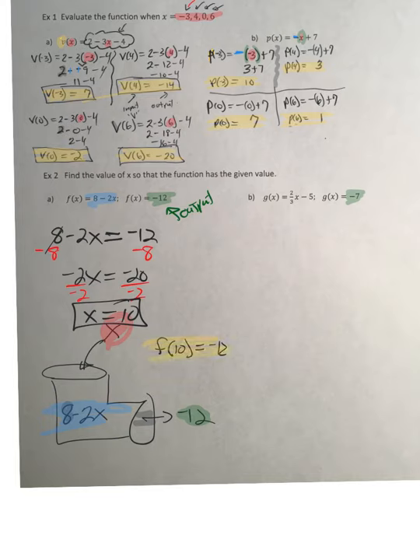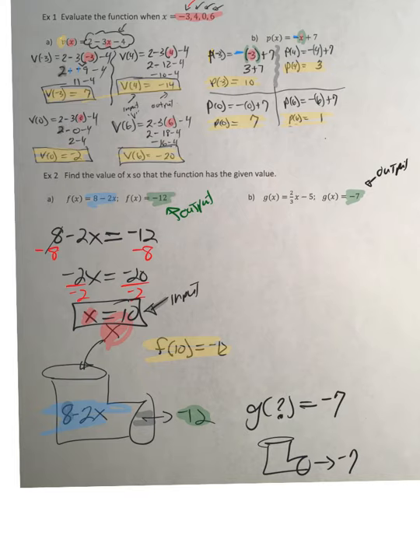So we actually found the input. And that's how you write it. So once again, they gave us the output. We're trying to figure out what could you plug into the machine that would give you negative 7 as an output. That's what we're trying to figure out. What could you put into the machine that would give you negative 7 out?